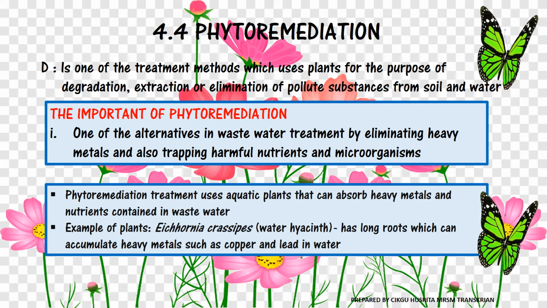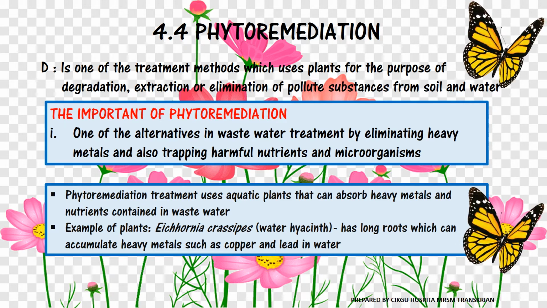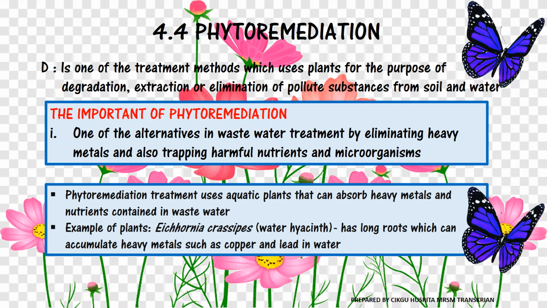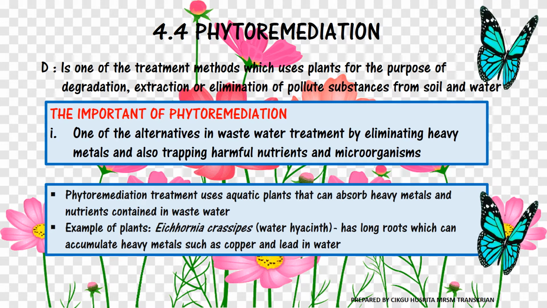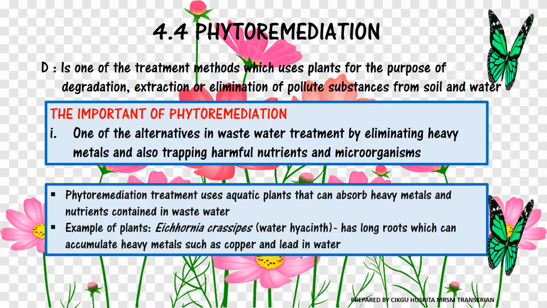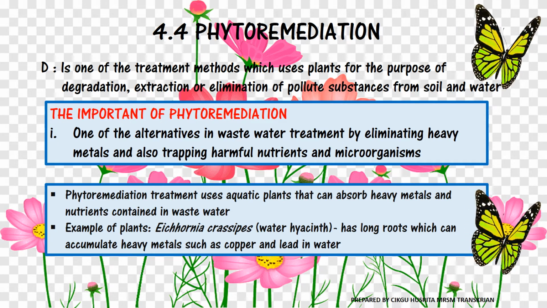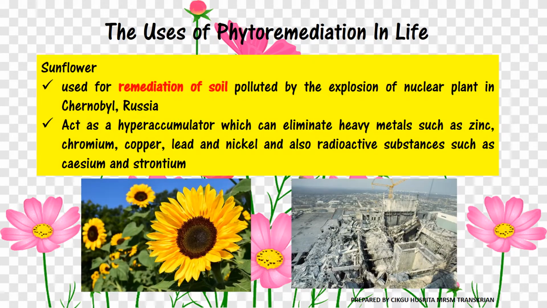In phytoremediation, aquatic plants are used, which are able to absorb heavy metals and nutrients in the wastewater. An example of a plant that can be used is Eichhornia crassipes, which is the water hyacinth, which has long roots that can accumulate heavy metals such as copper and lead in water. The next one we can use is the sunflower.